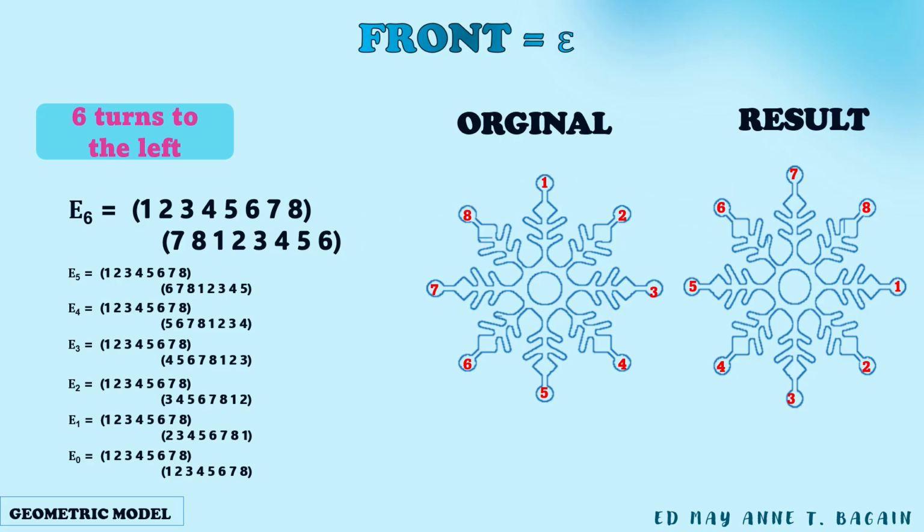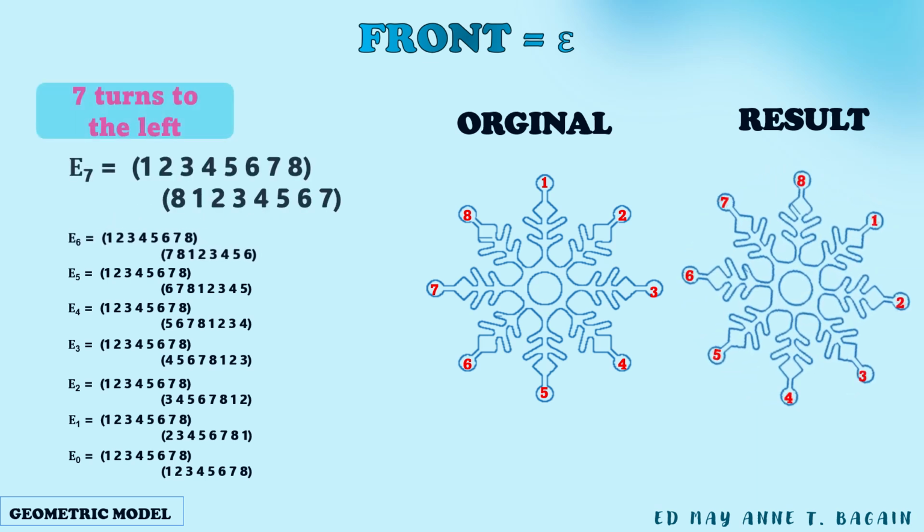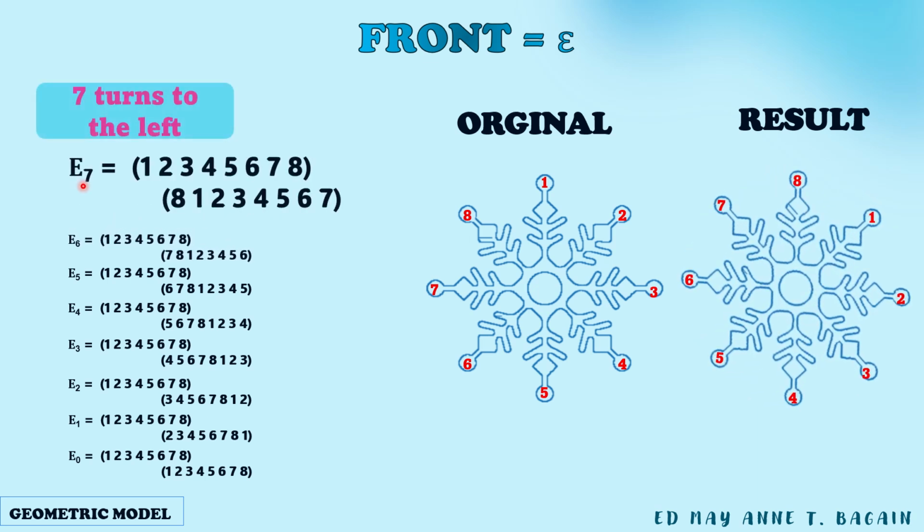So let's check what is the movement for the last one. We have the epsilon sub 7. We have 7 turns to the left. Okay, so 1, 2, 3, 4, 5, 6, 7, 8. So it's 8. That is why we have the 1 as 8. So the 2 would be 1, the 3 would be 2, the 4 would be 3, 5 would be 4, 6 would be 5, 7 would be 6, and 8 would be 7. So those are the movements for the front.